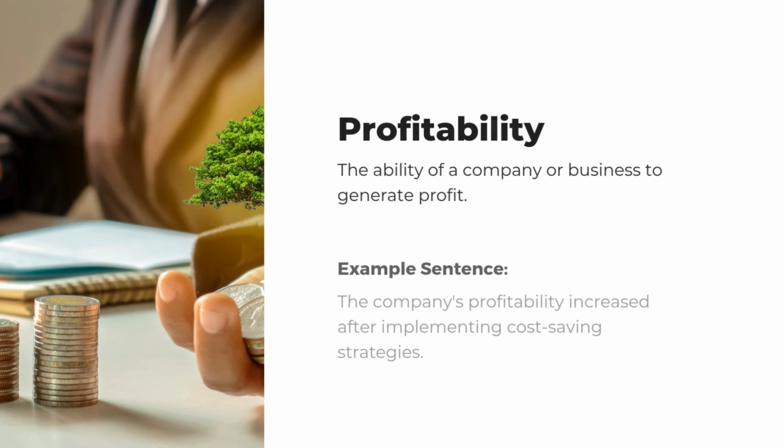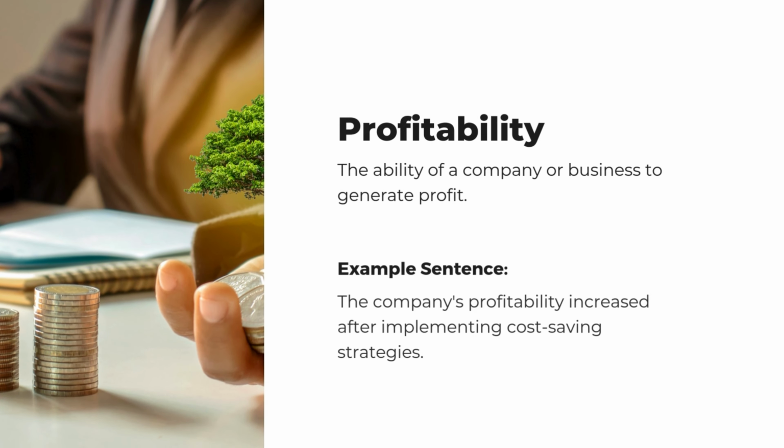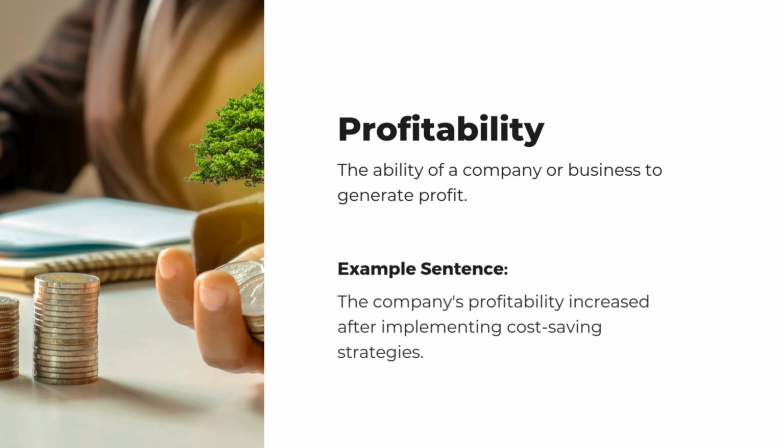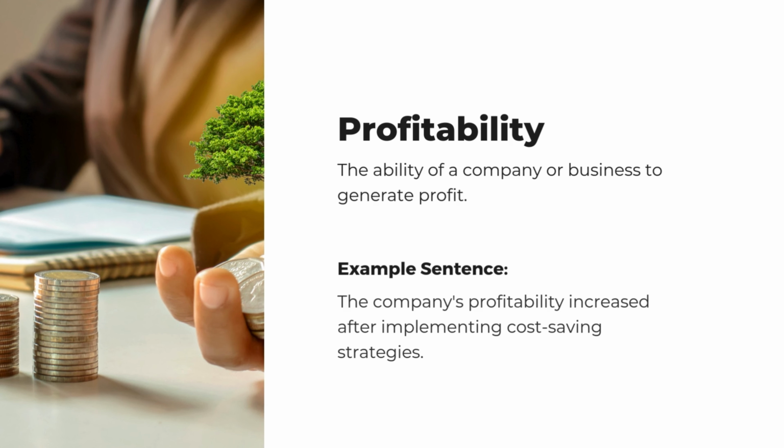Adding the suffix ability again means the ability of achieving something. So profitability is the ability of a company or business to generate profit. This is how you would use it. The company's profitability increased after implementing cost-saving strategies.